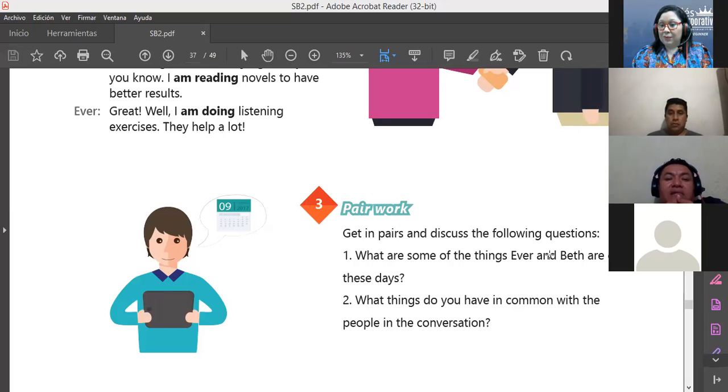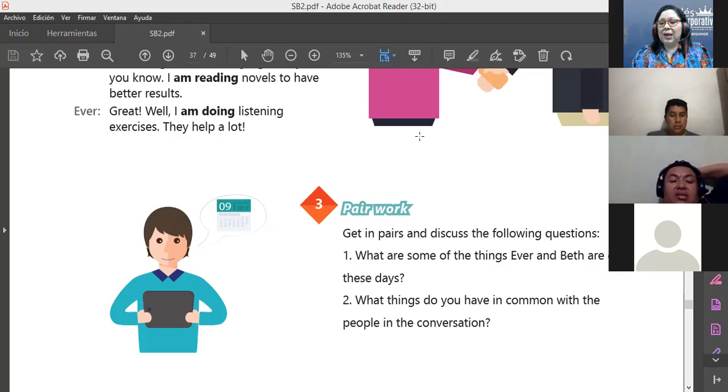Vocabulary. I am doing vocabulary exercises. Yes. Okay. I am doing vocabulary exercises. Así como dice acá, mire, Jonathan. I am doing vocabulary exercises. Vocabulary exercises. Very good.